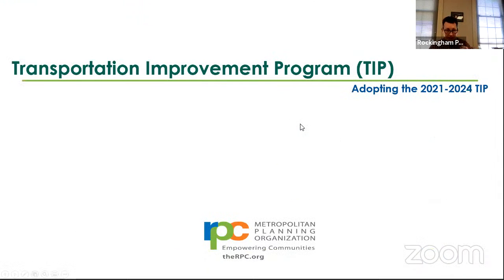Okay, so now that's sort of covered the big picture piece. I'm going to talk about the transportation improvement program specifically for the 21 to 24 fiscal years. Maybe I'll just take a second. Does anybody have any questions or comments on what I've gone over so far?